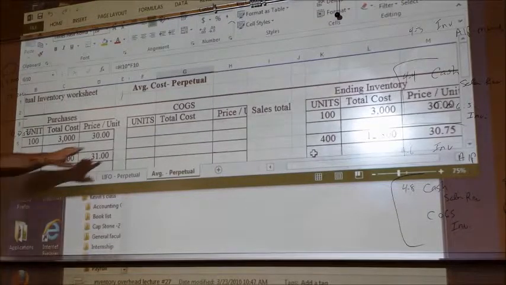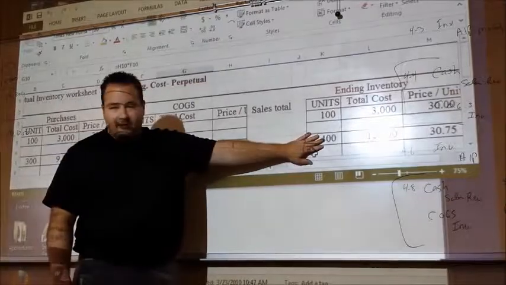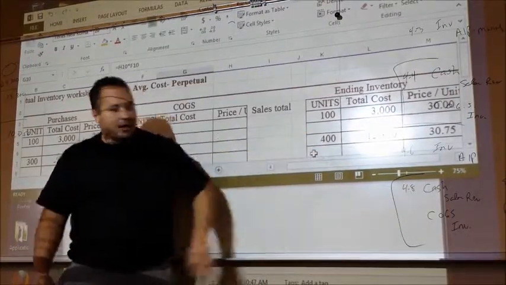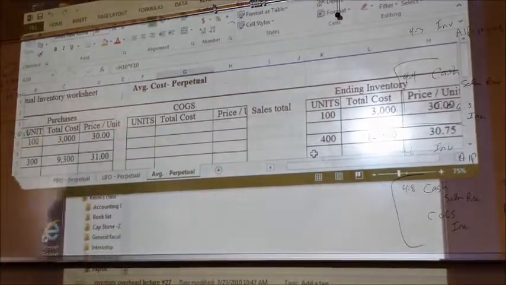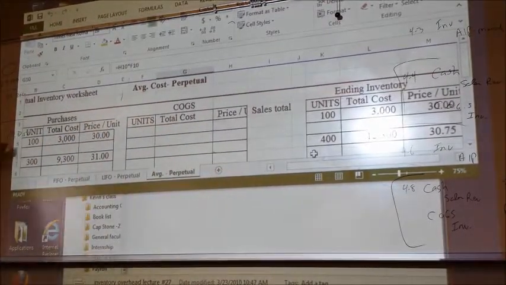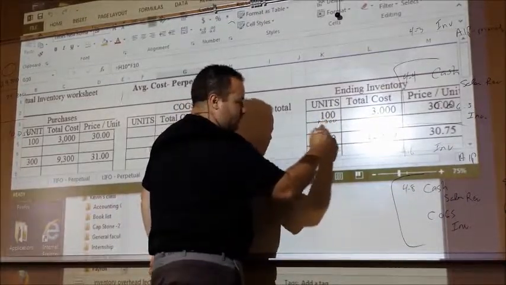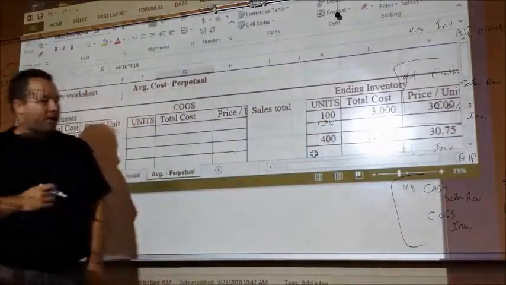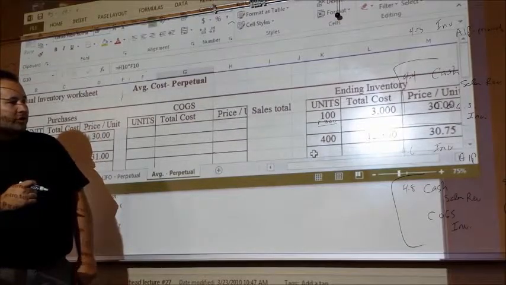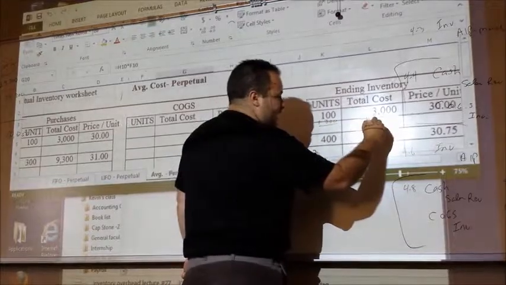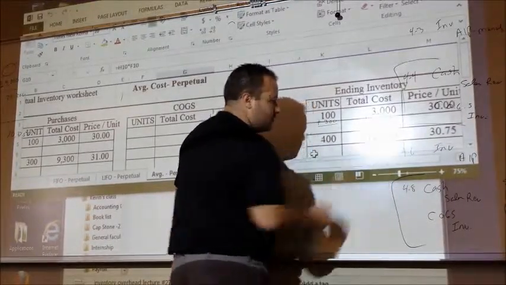So with this one, in my ending inventory, I'm never going to have more than one item listed, because I'm always going to have the average of whatever I have. When I bought 100 and then I bought 300 more, I come over here and make a little chart: 100 from before plus 300 that I just bought, at a cost of $9,300.